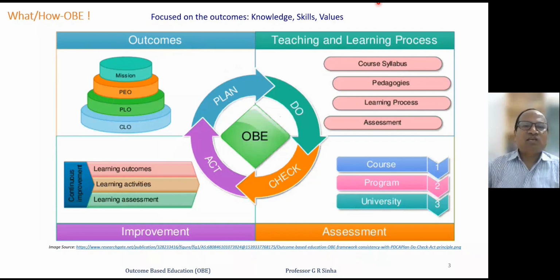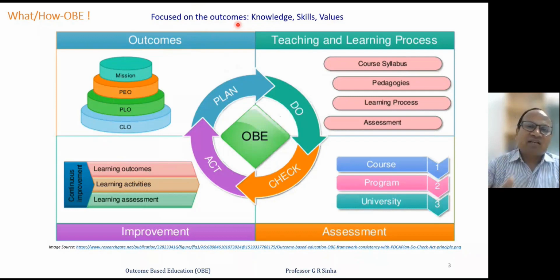When we say outcome-based education, it focuses on outcomes. Outcomes, objectives, mapping, whatever terminologies have been used here, will be discussed in detail in the next lectures. So what do we mean by outcome? When a student completes a course, at the end of the course, the student is expected to acquire some knowledge, demonstrate some skill set, and demonstrate some values as well. That is called course outcome.